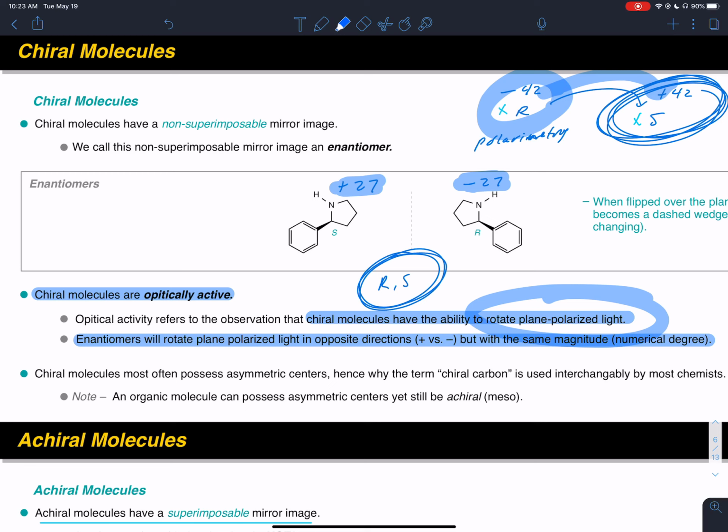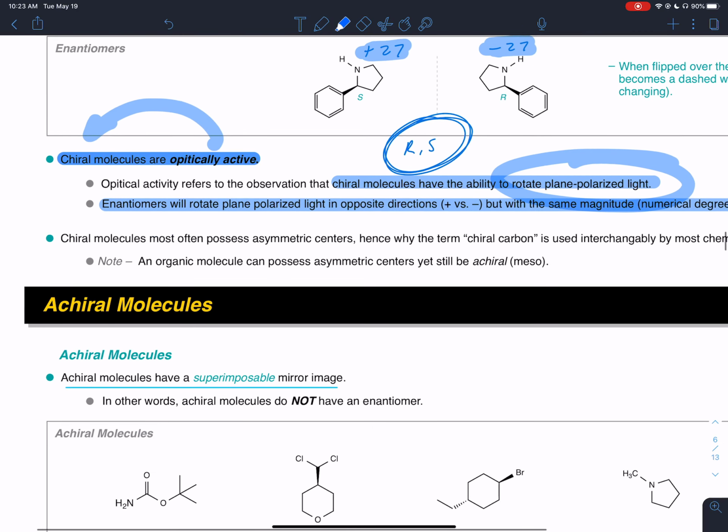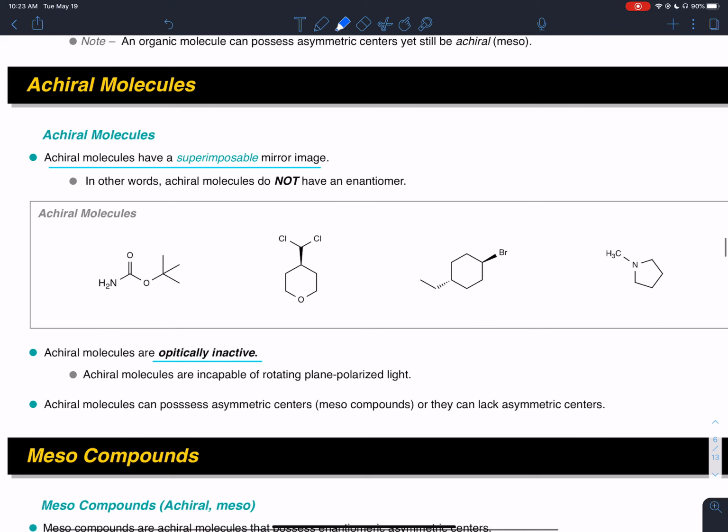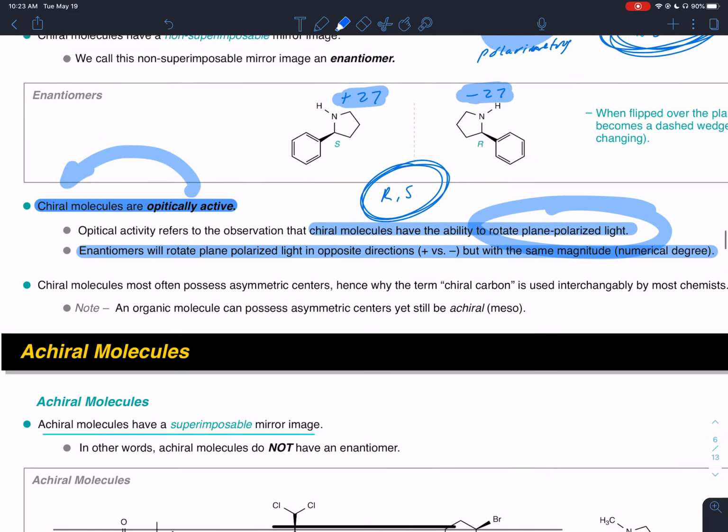Now, I want you to be familiar with saying that optically active means chiral. Optically inactive means achiral. You will probably be asked questions about, is this molecule chiral? But you could also be asked, is this molecule optically active? And optically active is saying the molecule is chiral. If a molecule is optically inactive, the molecule is achiral. Okay, multiple ways to ask the same question.